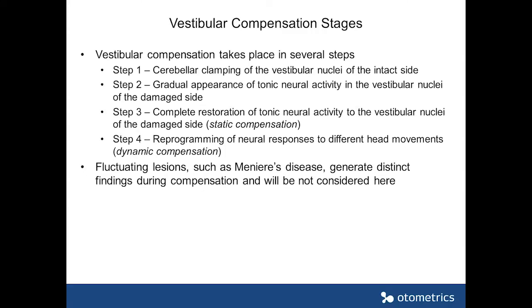So when a patient suffers from a vestibular abnormality, they go through steps before full recovery from this loss. I'm going to show you these steps in the next few slides and discuss what each step does. Fluctuating lesions such as Meniere's disease do go through some form of compensation, but it generates distinct findings which will be different from what I am talking about right now. I'm not going to address them here, but if you have any questions, we'll be happy to address that during the question and answer session.